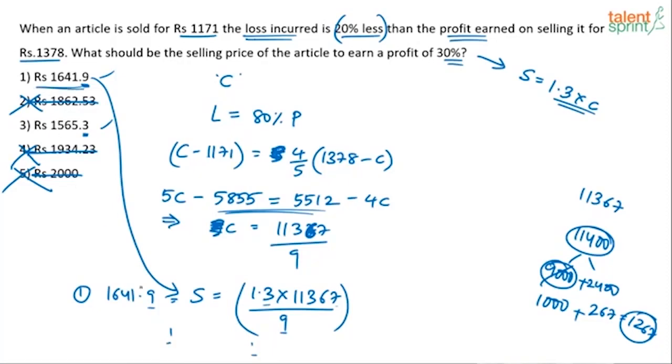Will option 3 satisfy? No. If I put 1565.3, 3 into 9 ends with 7. But here, this number ends with 1. How is it balanced? Not balanced. So option 3 is also eliminated if I go by units place. So option 1 has to be the answer. And even when we are checking by range, 1267 into 1.3 will be more than 1600. We kind of got there already. So more than 1600, only one option is there. But since this also is very close to 1600, you better verify. So option 1 is the answer in my view.